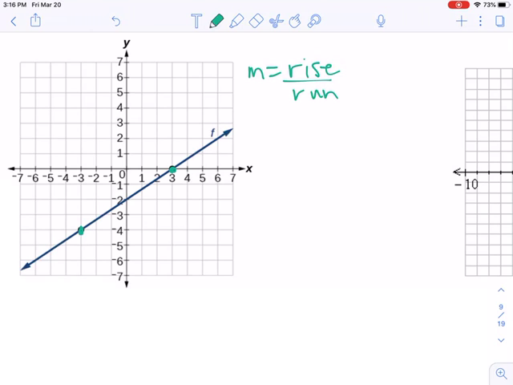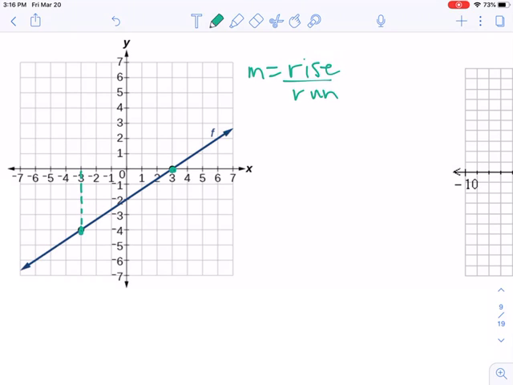So if we take a look at the rise, remember that's the vertical distance between the 2 points. Okay, when I take the rise, I'm always going to start at the left point, and I'm always going to count to the height of the right point. So starting at the left point's height and then count to the right point's height.